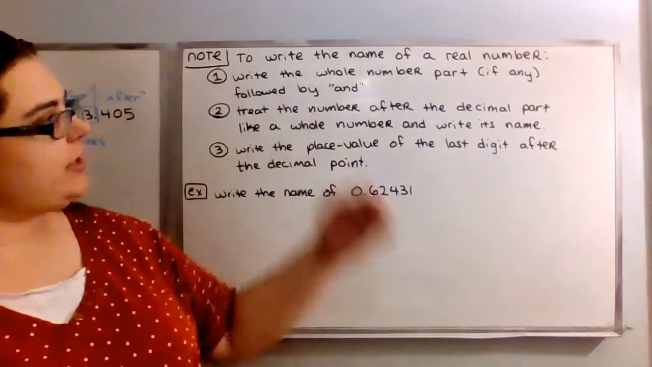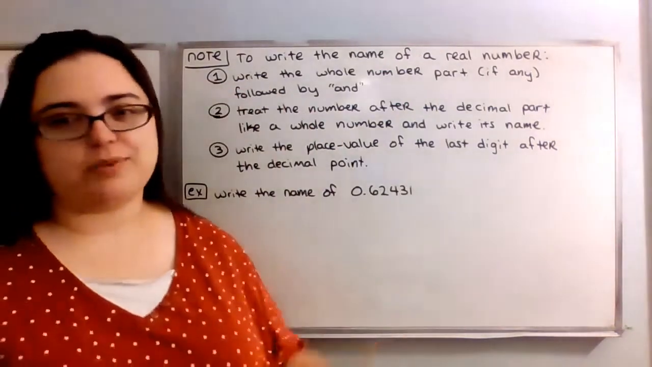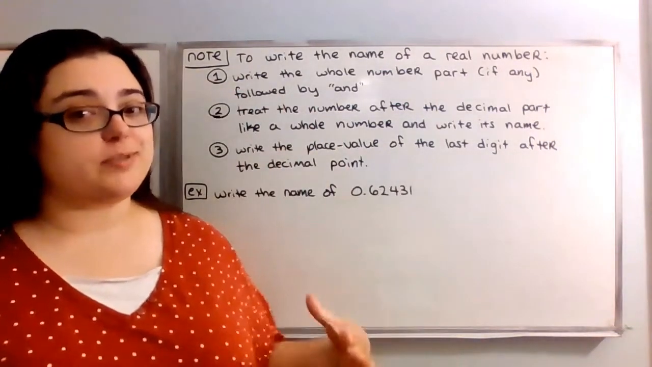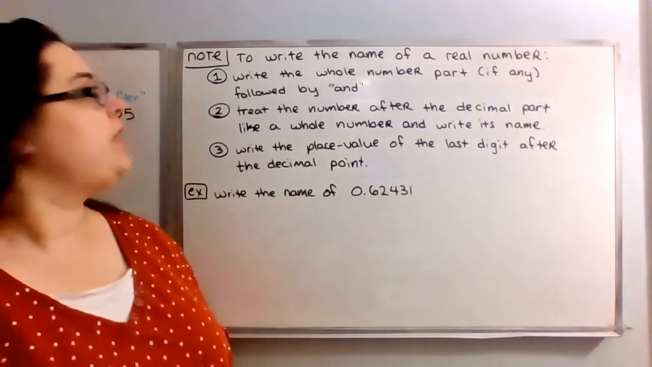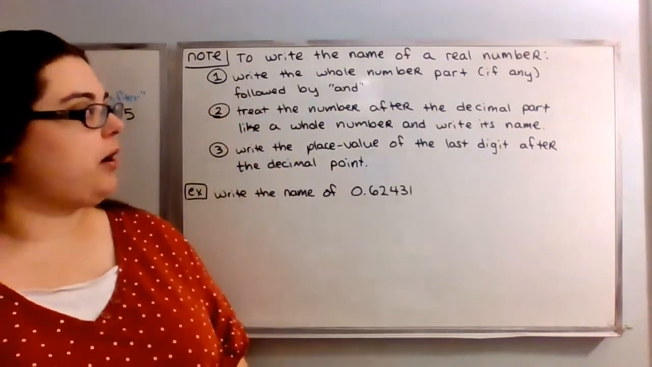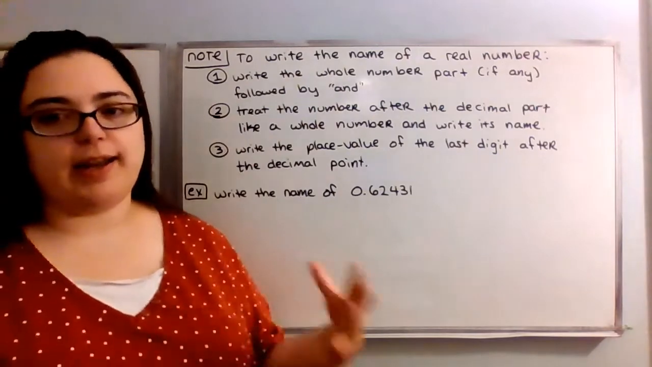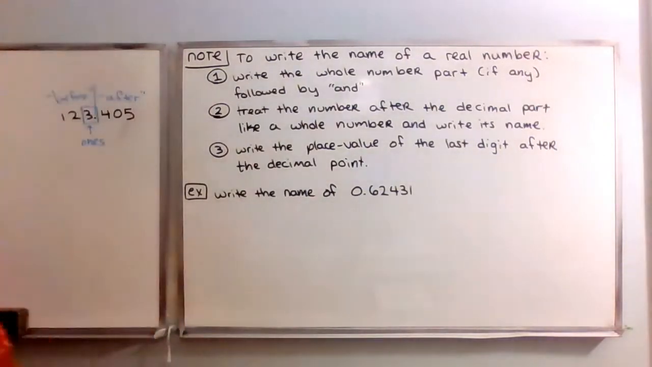So the note says to write the name of a real number. Remember, a real number is any number. It could be a whole number or a decimal number, so any number you can imagine. First, we're going to write the whole number part, if there is any, followed by the word and. I have a little example up here.